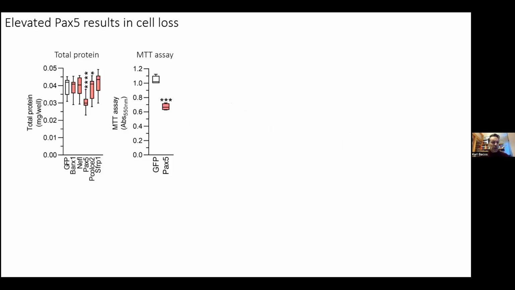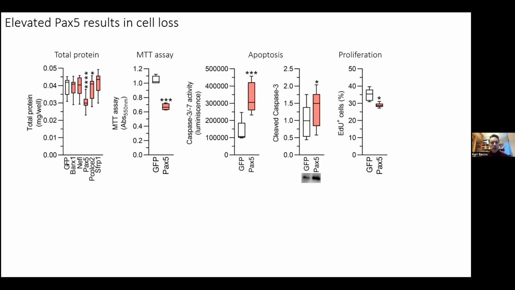As I said before, there was less total protein in the PAX5 overexpressing wells. So we used an MTT assay to verify the cell loss, and you can see there was a clear decrease in signal in the MTT assay in the PAX5 overexpressing cells. And this can be due to either increased cell death or apoptosis, or it can be due to reduced proliferation. So we analyzed both these parameters.